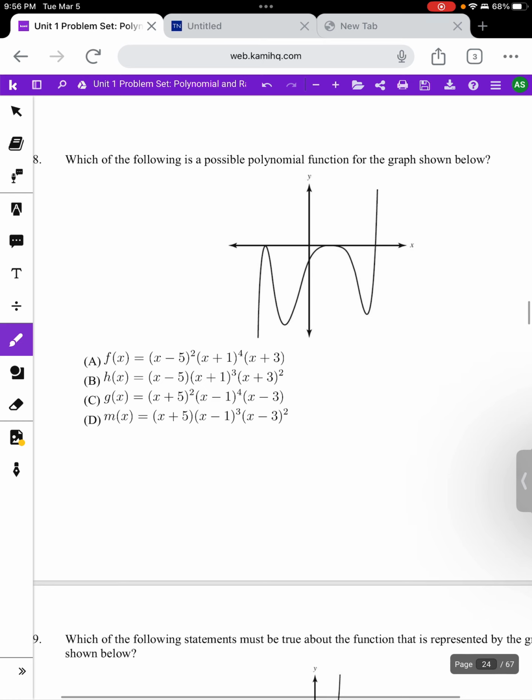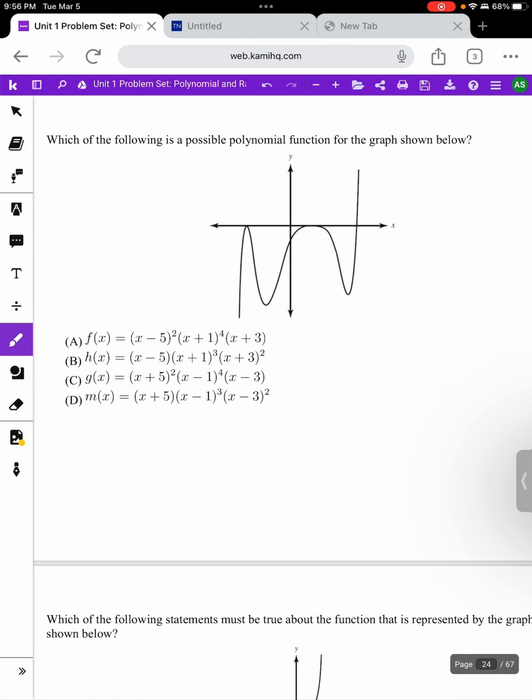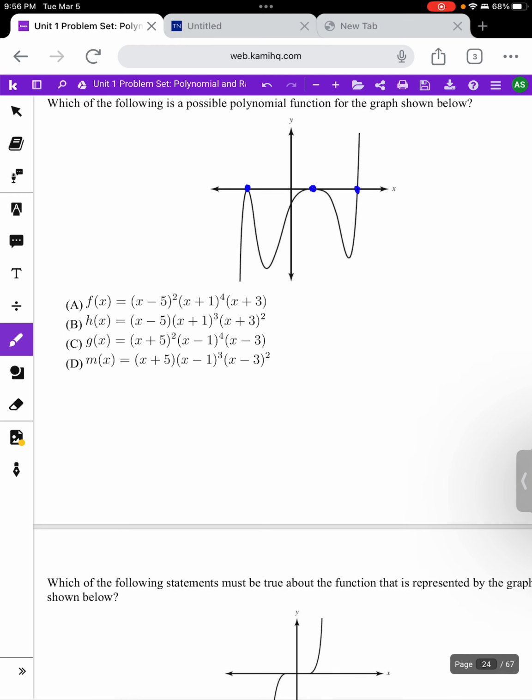Which of the following polynomial functions is a possible polynomial function for the graph? All right, so let's see. We've got some negative number here with a multiplicity of at least 2. We've got something else here with a multiplicity. And then we've got this one, which is just a one-off. So if we look at our numbers, they're giving us options of negative 5, 5, 1, negative 1. So this is definitely a negative bigger number. So this could potentially be negative 5, and this could potentially be 1, and that could potentially be 3.